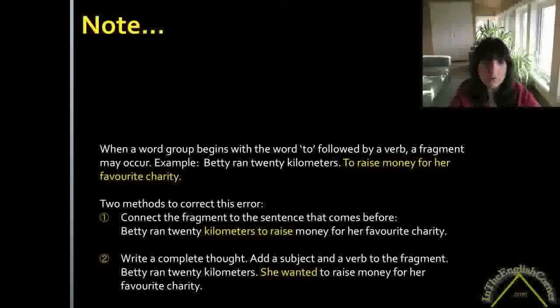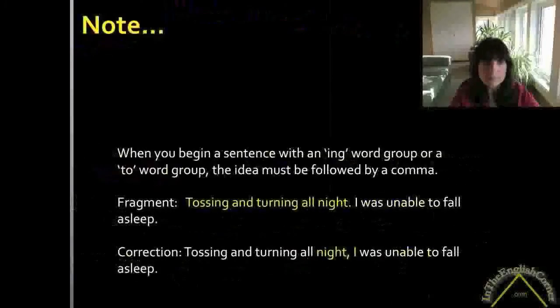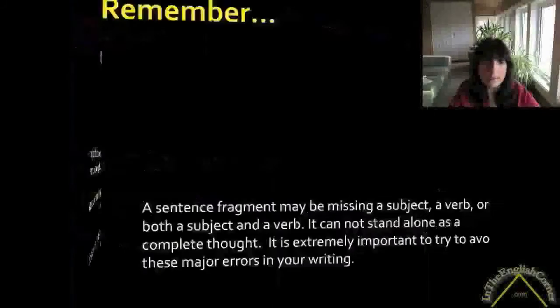Or a second method to correct it would be to simply write a complete thought. You would add a subject and a verb to the fragment. Betty ran 20 kilometers, and your next thought, she, a new subject, wanted, a verb, to raise money for her favorite charity. Note that when you begin a sentence with an ing word group or a to word group, the idea must be followed by a comma. This is a fragment, tossing and turning all night. I was unable to fall asleep. To correct the fragment, you might say, tossing and turning all night, comma, I was unable to fall asleep.